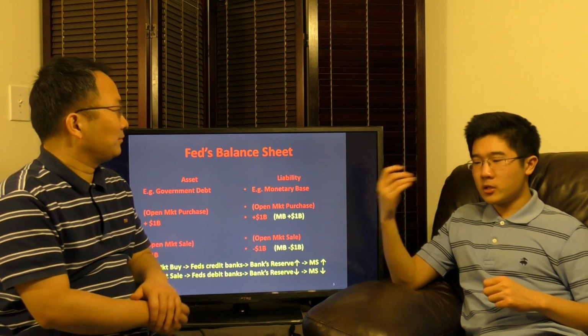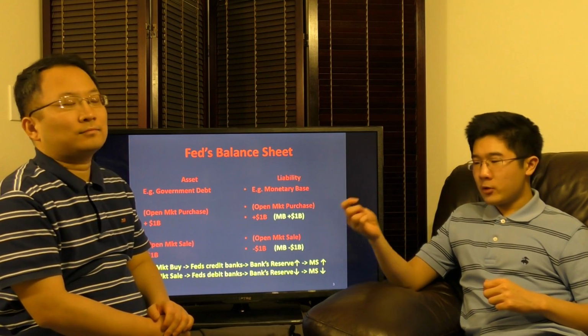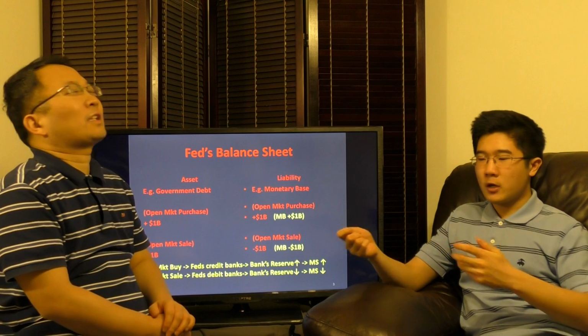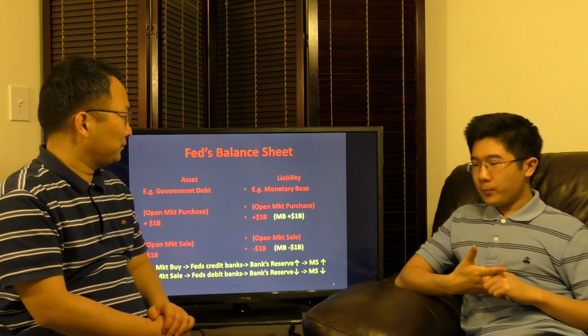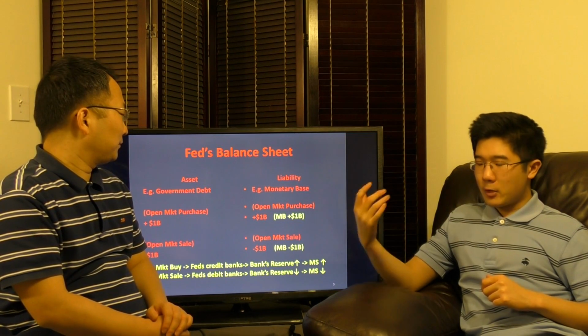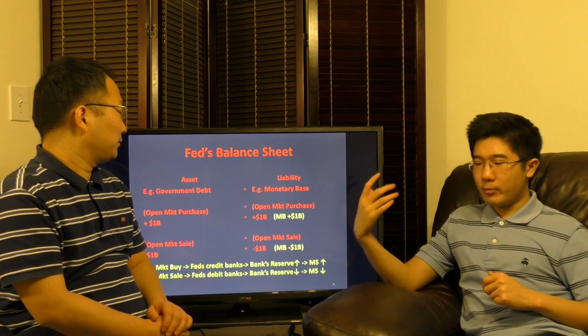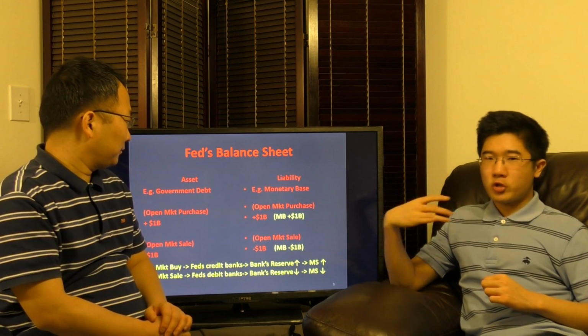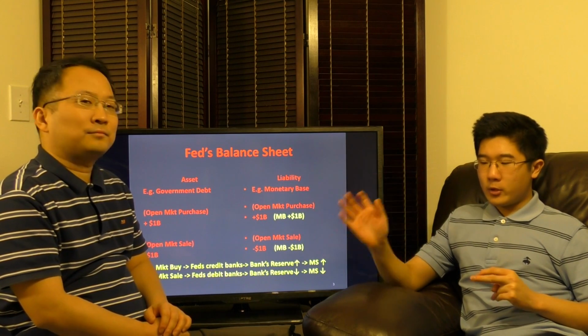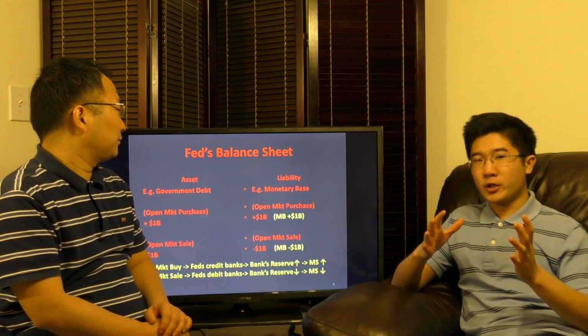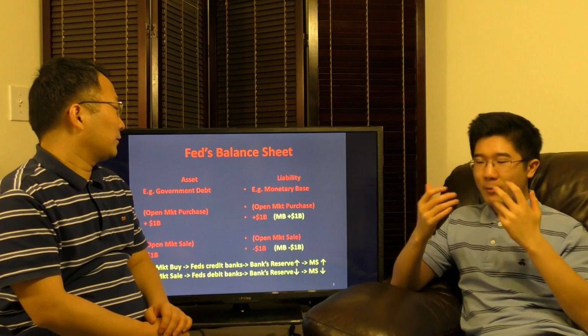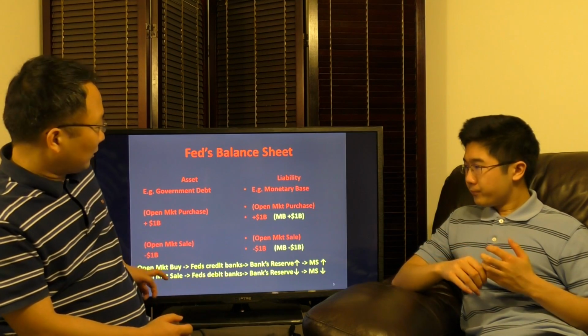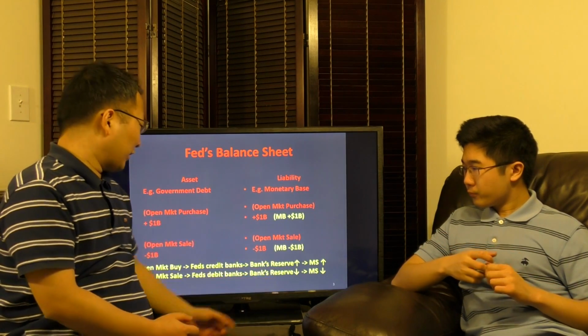So an open market purchase of $1 billion would increase the monetary base, currency and reserves, by $1 billion. And so it increases liability by $1 billion while also increasing its assets by $1 billion. An open market sale of $1 billion worth of treasury bonds would decrease its liability by $1 billion, because the monetary base, currency circulation plus reserves, shrinks by $1 billion.